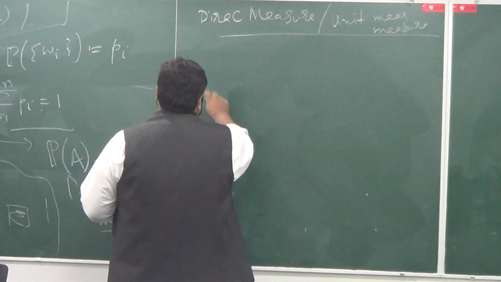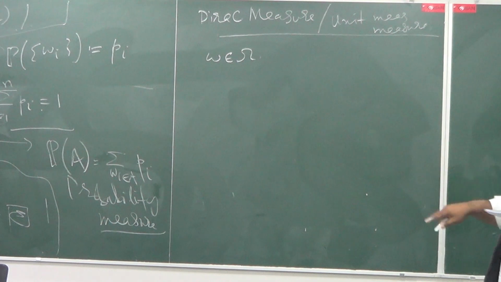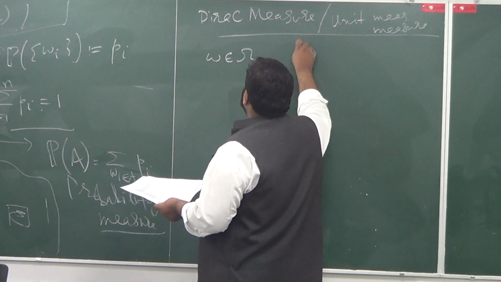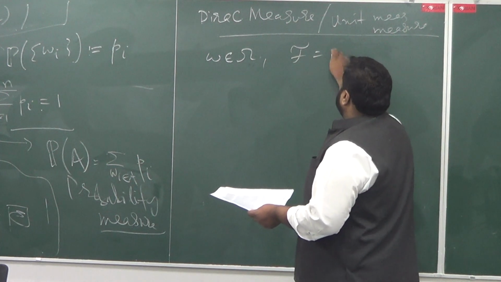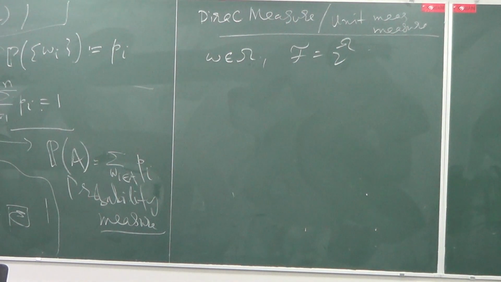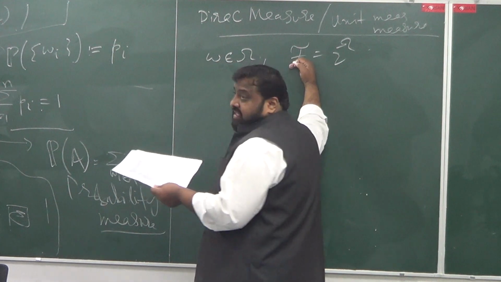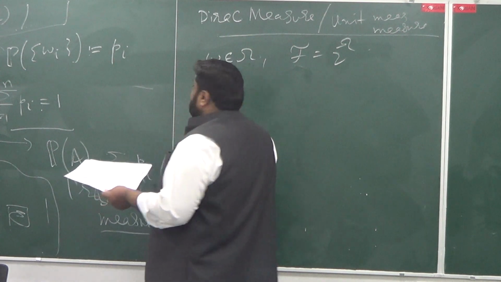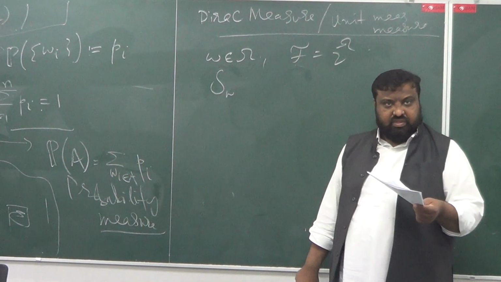So what do you do? You take a fixed omega from Omega, and this omega is inducing a measure basically. So Omega is a sample space. Take F to be the power set of Omega. So if you take a fixed omega from Omega and take F as the power set of Omega, then I can define a measure delta corresponding to this omega.